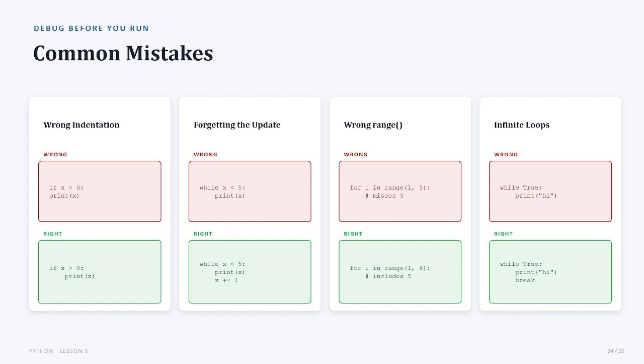Moving on, these are some common mistakes. Now let's talk about some common mistakes beginners make when working with loops. Understanding mistakes is just as important as finding the correct syntax. So mistake number 1, wrong indentation.